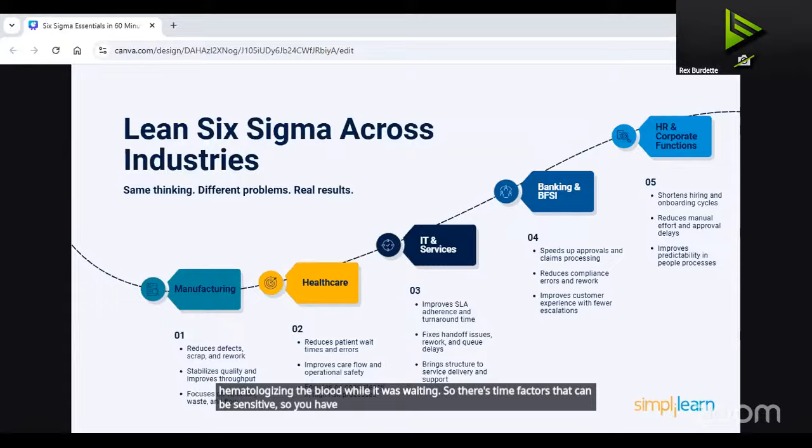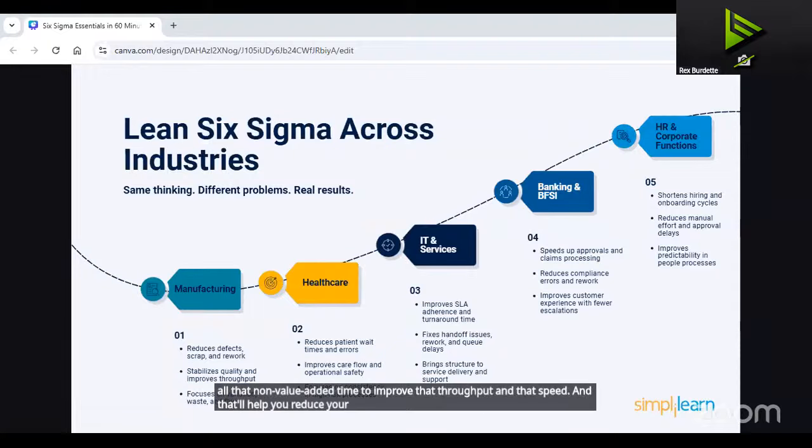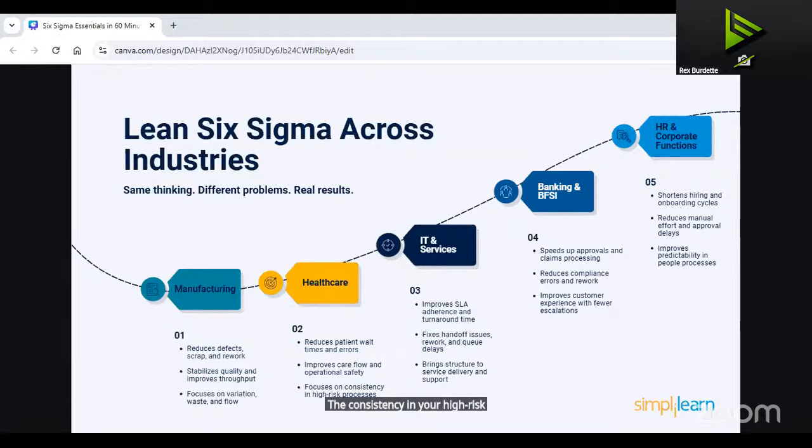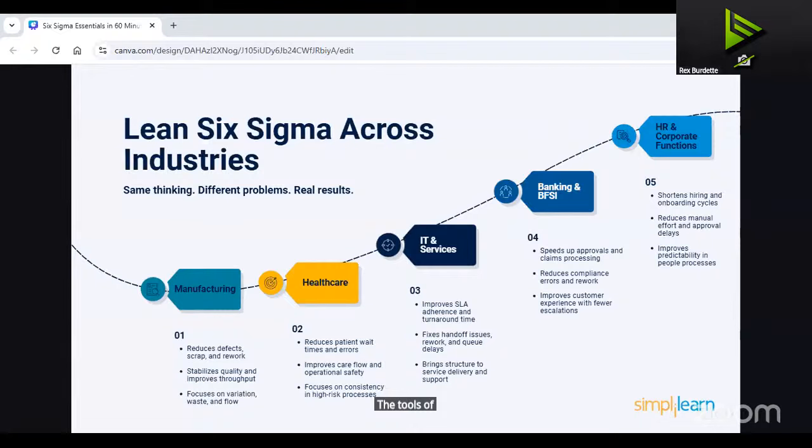So you have to cut out all that non-value added time to improve that throughput and that speed, and that'll help you reduce your wait times. In our case, it ended up giving a very different result when they tested it the second time, but that improves your care and it focuses on the consistency in your high risk processes. Having high potassium is very bad for you. It can cause you to have a heart attack. So they want to have consistency in that and make sure the high risk processes are stable and that they give valid results. So absolutely, the tools of Six Sigma and Lean work in healthcare.